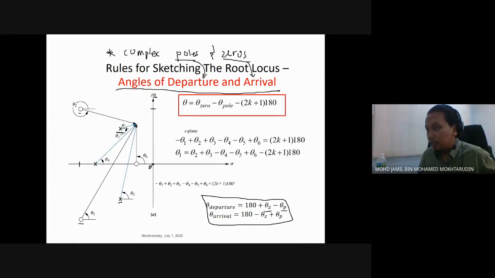Tak apa, kita tengok nanti korang buat quiz faham kot. Tak faham kita tengok lagi.